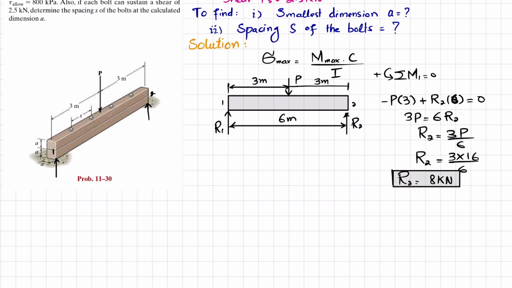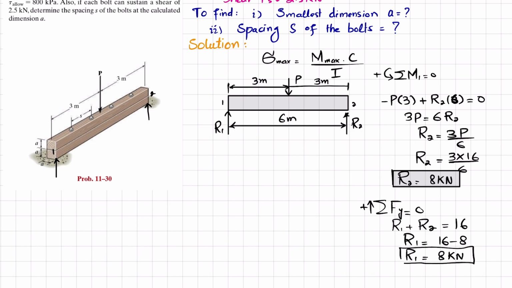Now you can find R1 by using another equilibrium condition, that the sum of all forces along the y direction must be equal to 0, with upward force taken as positive. So R1 plus R2 is equal to P, and P is equal to 16. From here R1 will be equal to 16 minus 8, and it will again be equal to 8 kilonewton. Now you have both R1 and R2. You can draw the shear force and bending moment diagram in order to get this maximum bending moment.